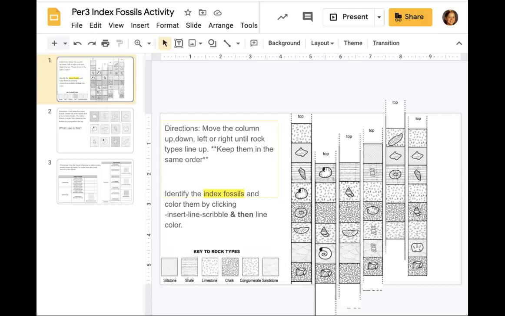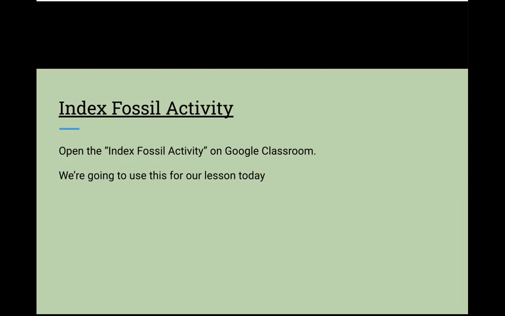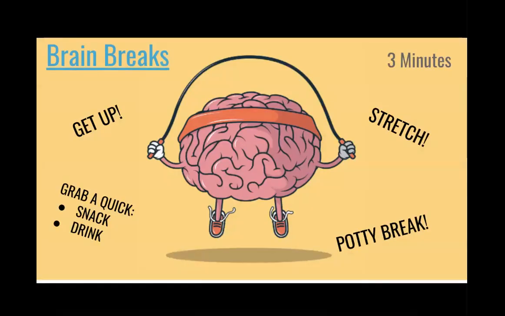So we have our rock layers in order now. And again, each one of these strips represents a big chunk of rock from different locations around the world. Now what we want to do is identify the index fossils. But Ms. King, what is an index fossil? Well, I'm so glad you asked. We now are going to talk about an index fossil. Index fossils are very special.